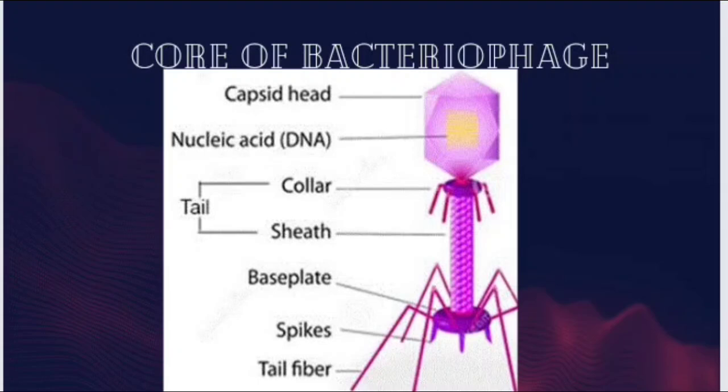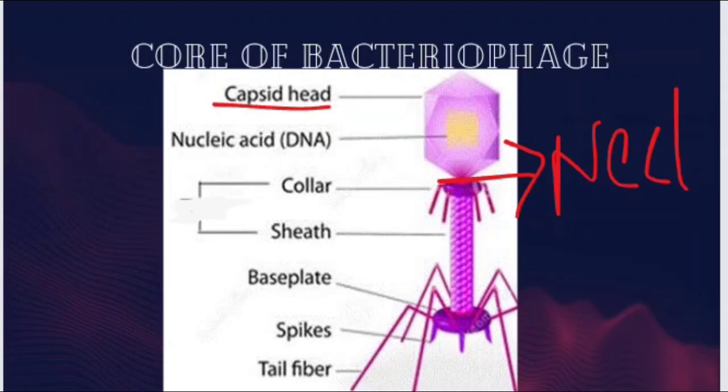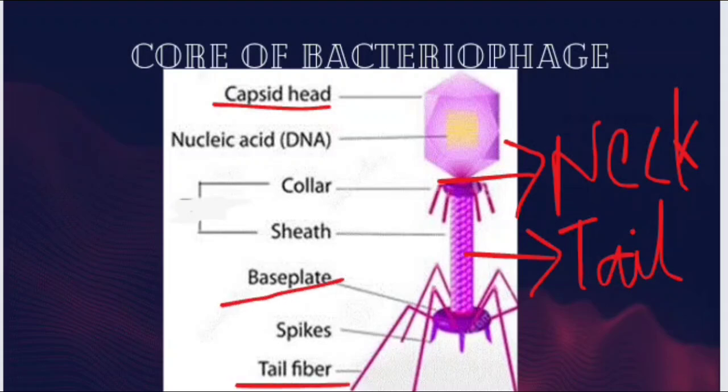Now let's look at the core structure of a bacteriophage. When we see a bacteriophage, the main structures are the head, the neck region, the tail region, then the basal plate, then the tail fibers. These are the five main parts of a bacteriophage.